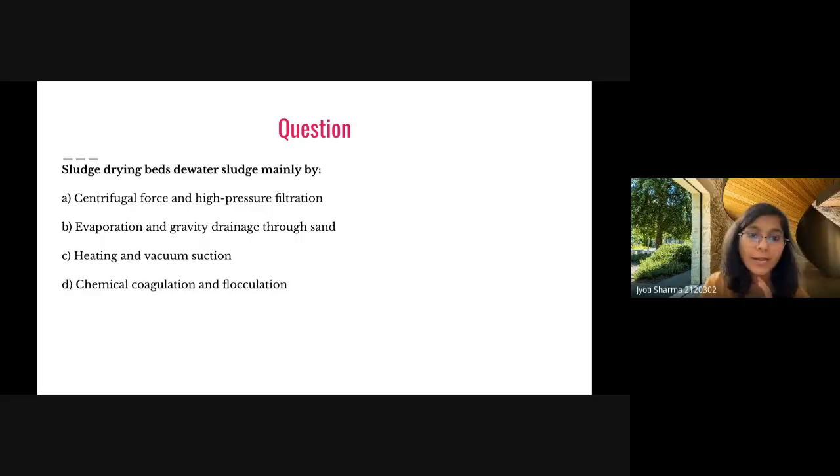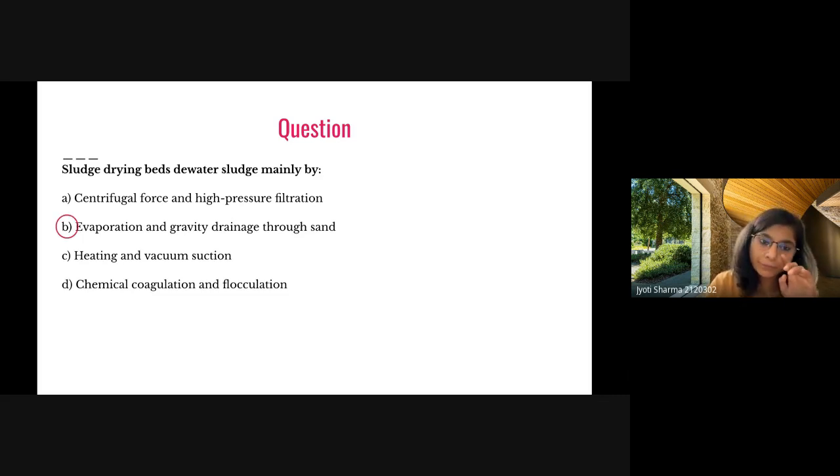So the sludge drying bed dewaters sludge mainly by centrifugal force and high pressure filtration, evaporation and gravity drainage through sand, heating and vacuum suction, chemical coagulation and flocculation. So everyone, I think, gave me B answer for this. Let me see. Priscilla, Venkateshwara, Sagar. Yes. So everyone gave me B answer.